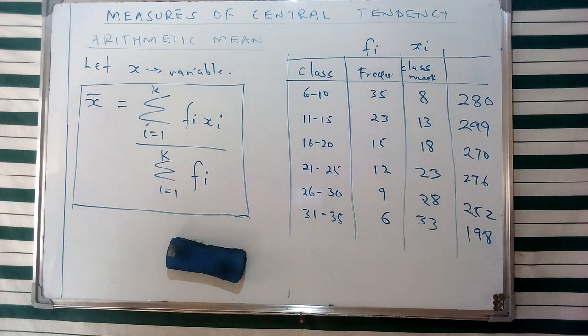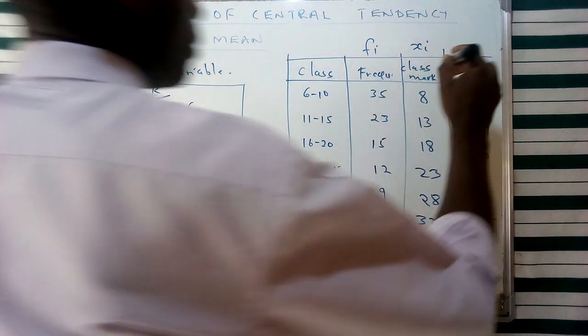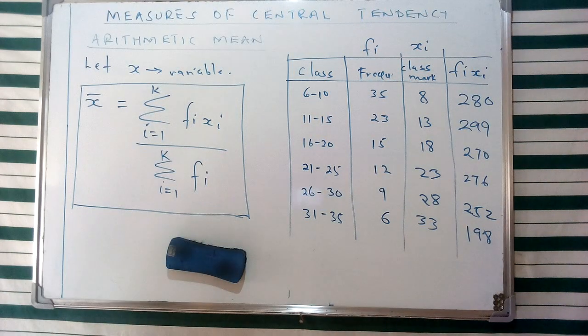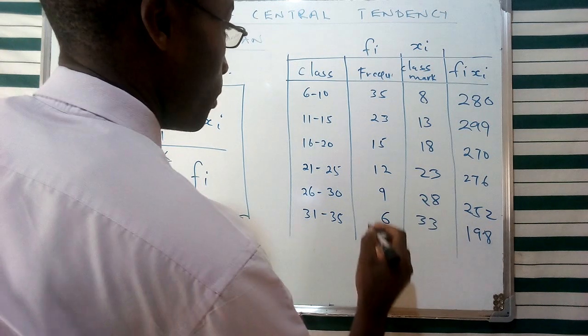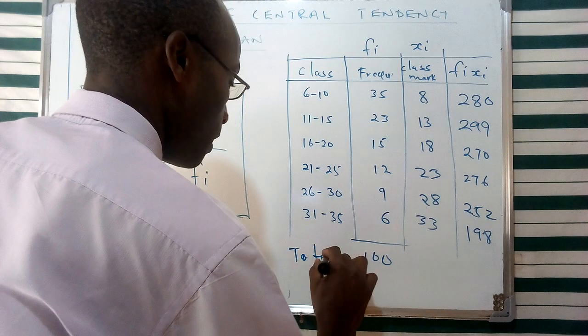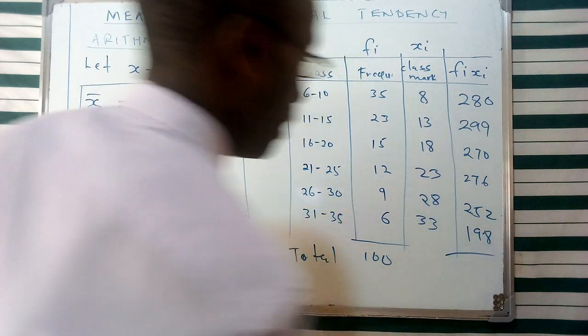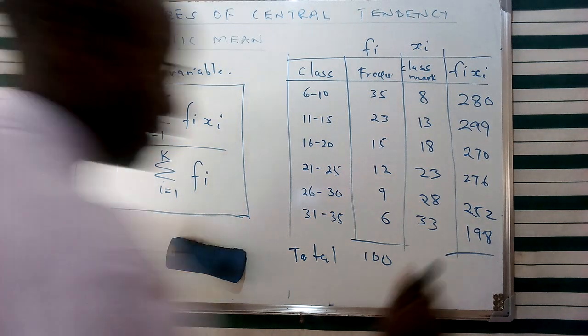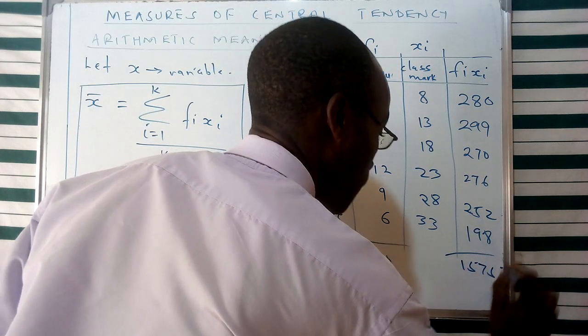So basically for that set of data, this is going to constitute a column of the product of xi and fi, and of course we're going to find the total for that one. The summation of the frequencies is going to be 100. And then we're going to have this one, the sum of fi xi, given as 1575.